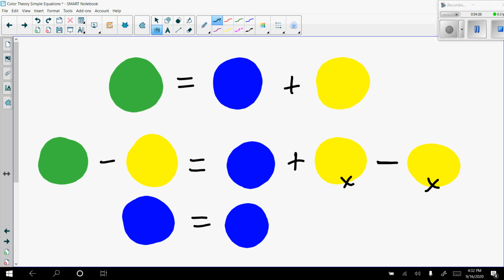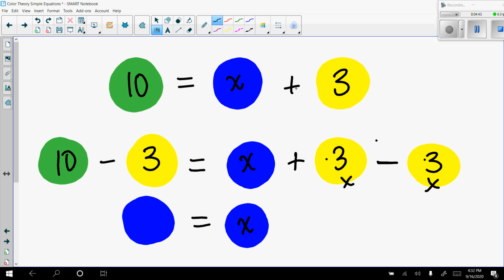Let's say we have 10 is equal to x plus 3. So we can fill in x for our blue color and 3 for our yellow, because we're going to have to take away 3 from both sides, because that's minus 3. That's going to be the inverse operation, or the opposite. So here we're just left with x.